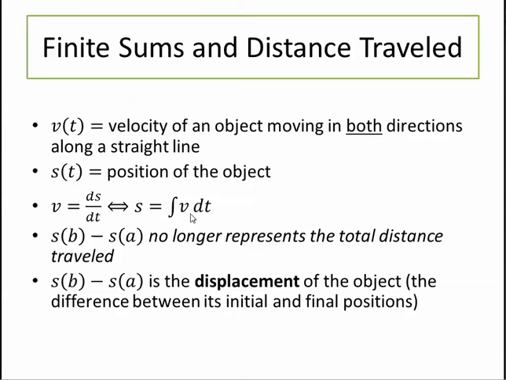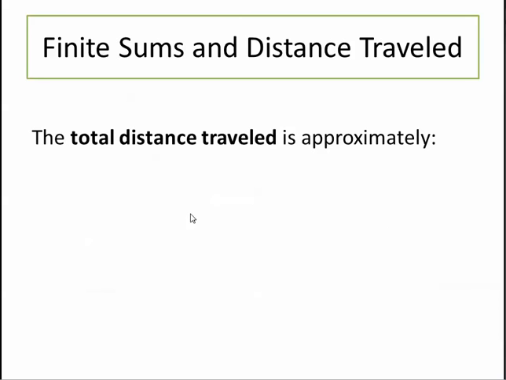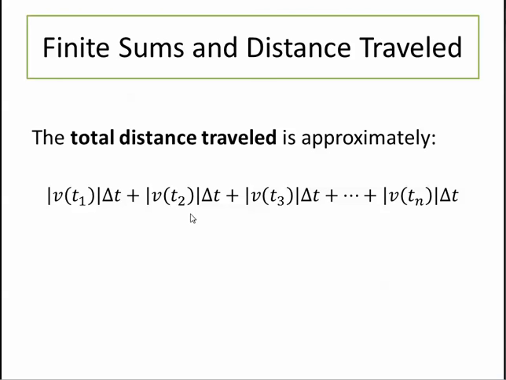To get the total distance traveled, what we need to do is add the distance traveled going in the forward direction, and then add on the distance traveled going in the negative direction. So to do that, you just put absolute values around each of those distances. And if we do that, then our total distance traveled is approximately equal to this formula. The only change we've made is that we put absolute values around our velocity.